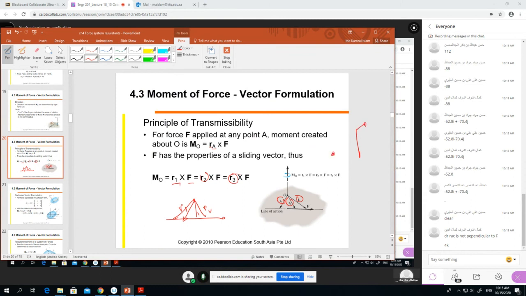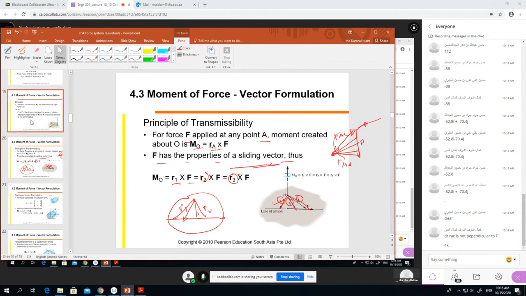Okay, so we are taking the moment here. It will give the same result if you take RAC, RAB, or suppose any distance D in the line of the force. Any point along the line of force should give us the same result. Here it is not 90 degrees, nothing is 90 degrees. Don't be confused. So the force is applied at any point A, and it creates a moment about it. The F has the property of a sliding vector.